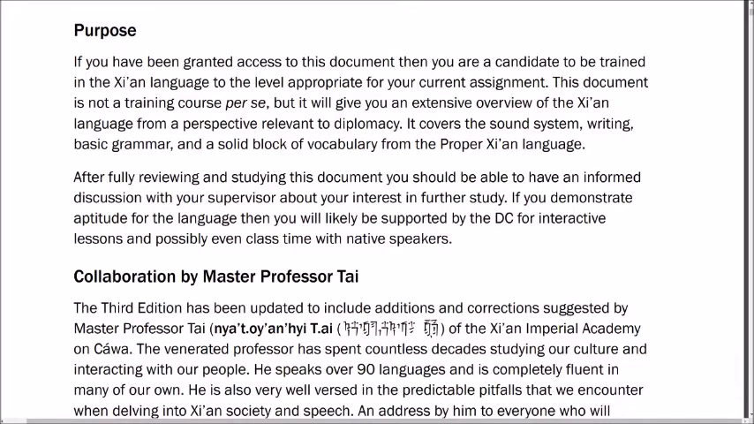It covers the sound system, writing, basic grammar, and a solid block of vocabulary from the proper Xi'an language. After fully reviewing and studying this document, you should be able to have an informed discussion with your supervisor about your interest in further study. If you demonstrate aptitude for the language, then you will likely be supported by the DC for interactive lessons and possibly even class time with native speakers.